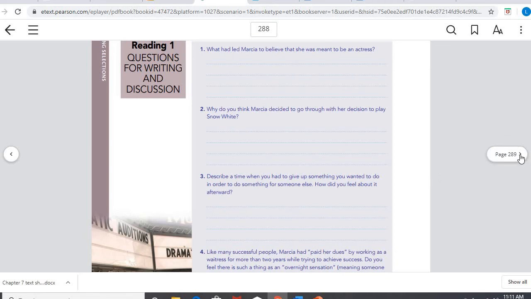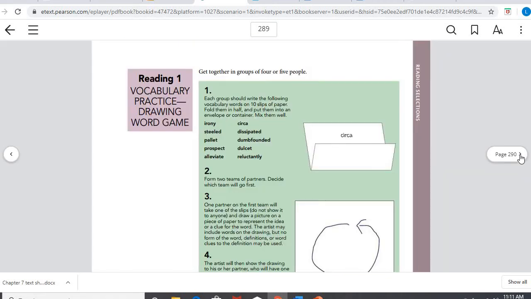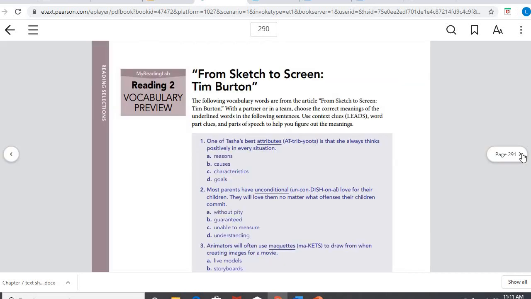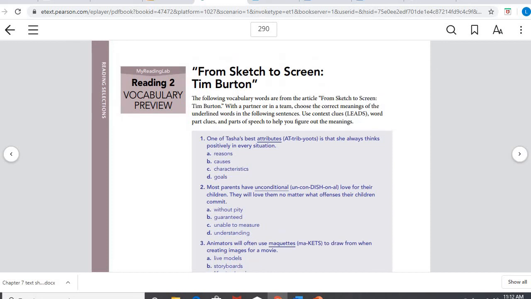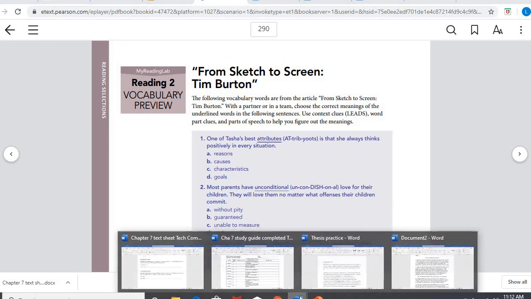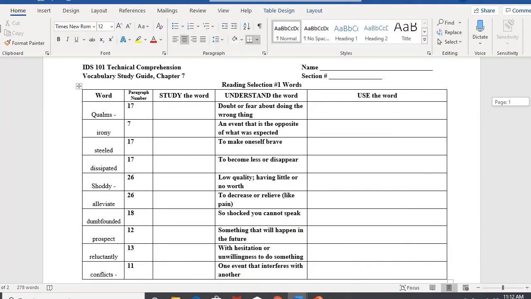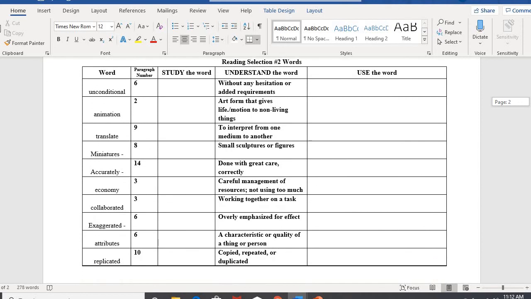Okay. Again, always feel free to pause and pick up and do what you need to do as we move forward. Okay, we are now going to go to our second reading on page 290. This is a reading about Tim Burton, and hopefully that name sounds familiar, maybe. He has done The Nightmare Before Christmas, Frankenweenie, Charlie and the Chocolate Factory. He's a big-time director. So we're going to get our words from here. I'm going to pull my study guide up so I can talk about them while I go. All right, back of the study guide.